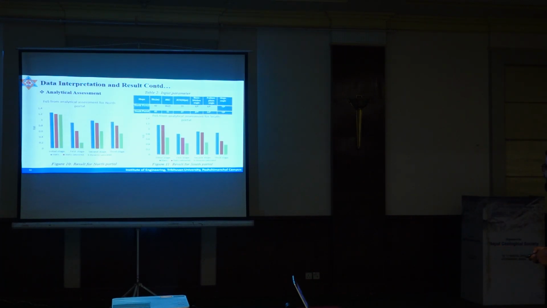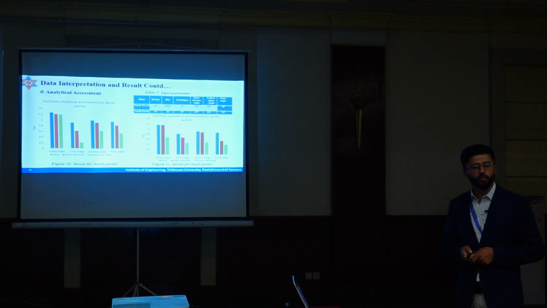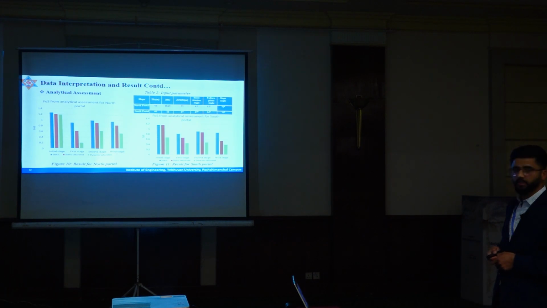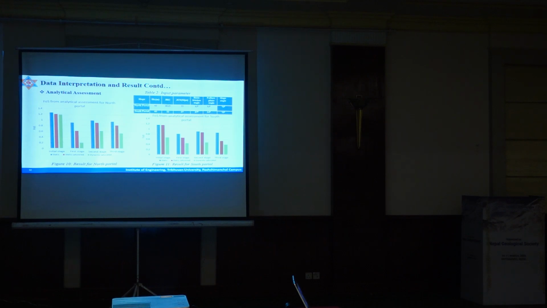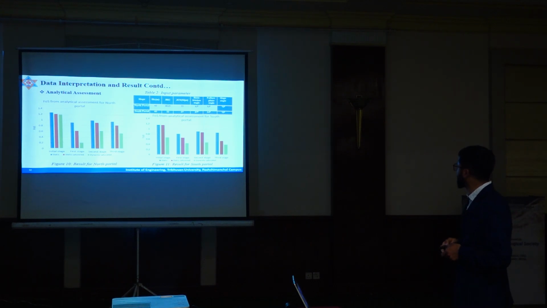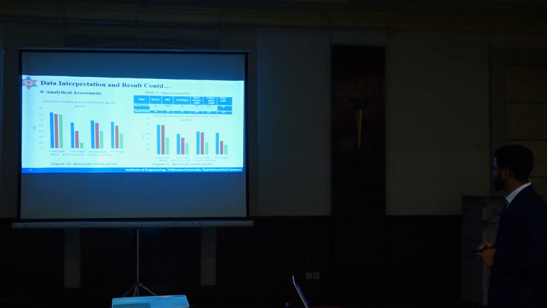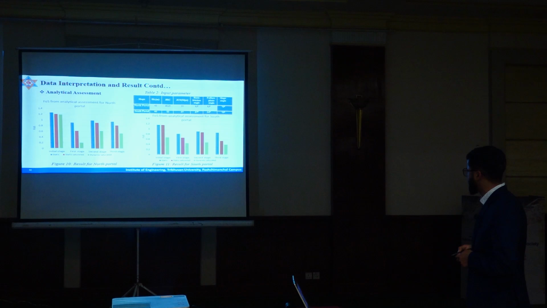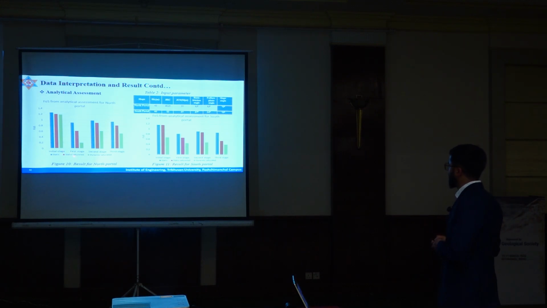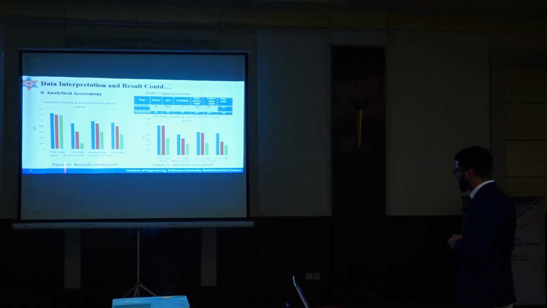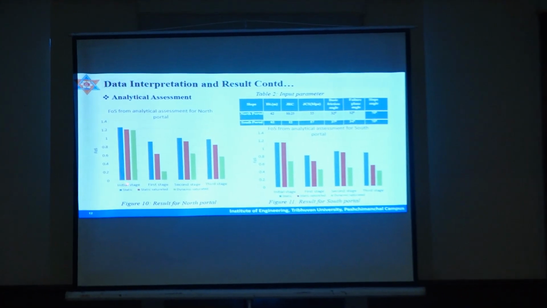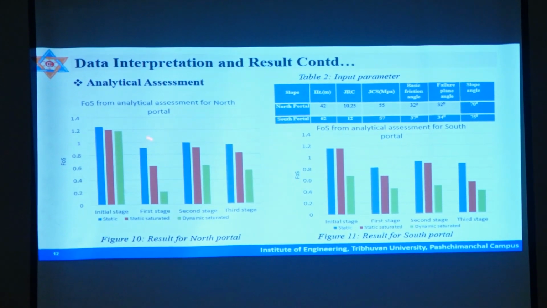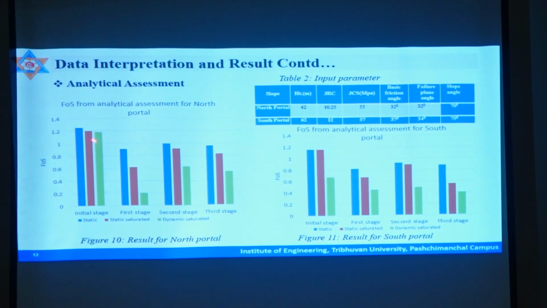Analytical assessment. Analytical assessment was carried out using the Mohr-Coulomb criteria for colluvial soil and using the Barton-Bandis criteria for jointed rock mass. These are the input parameters for the analytical assessment, and the bar chart shows the result at the north portal. At the north portal, analytical assessment was carried out for static saturated and dynamic saturated conditions. At the initial stage, that is before excavation, the portal is safe. That is, the factor of safety is greater than 1, which we can clearly see in the figure.